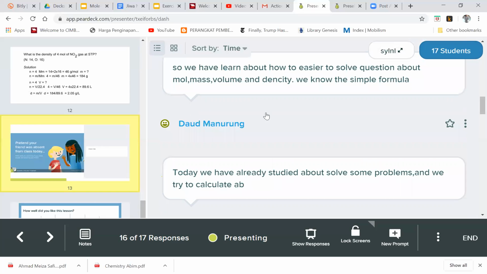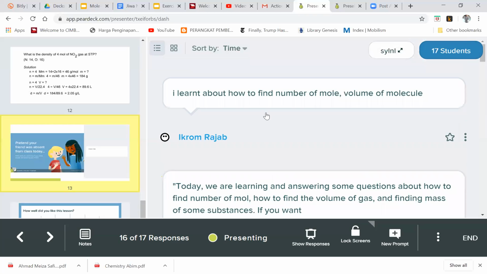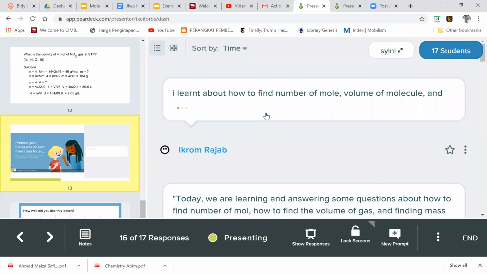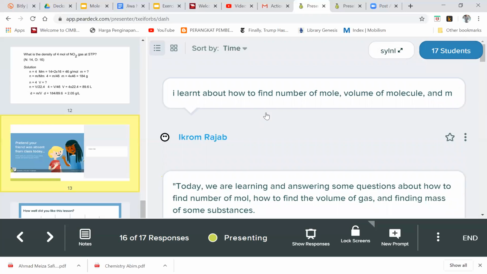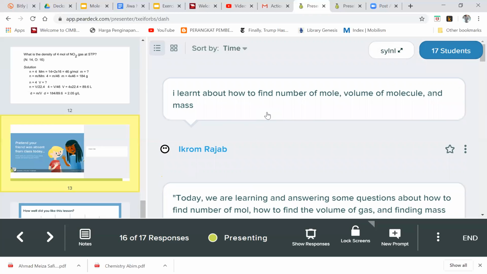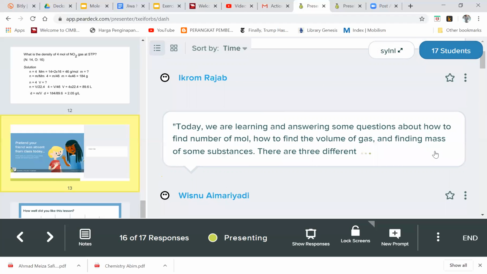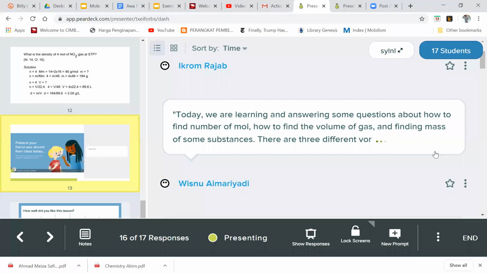Okay. Ikram says that I learned how to find the number of moles and the volume of gas, I think, Ikram. Vishnu writes: today we are learning and answering questions about how to find a number of moles, how to find the volume of a gas, and finding the mass of some substances. There are three different formulas. Thank you, Vishnu. Very good reflection.